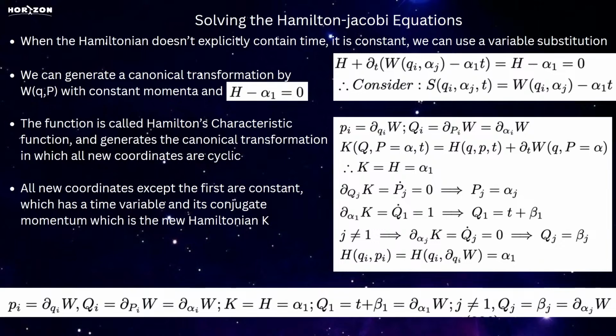This W has a special name. It's called Hamilton's characteristic function. And this alpha 1 is our constant Hamiltonian because it doesn't have explicit time dependence. So at the bottom of the slide, we have summarized the canonical equations of motion.